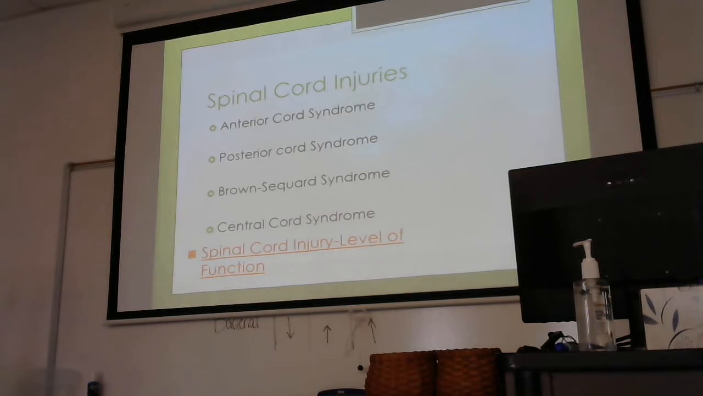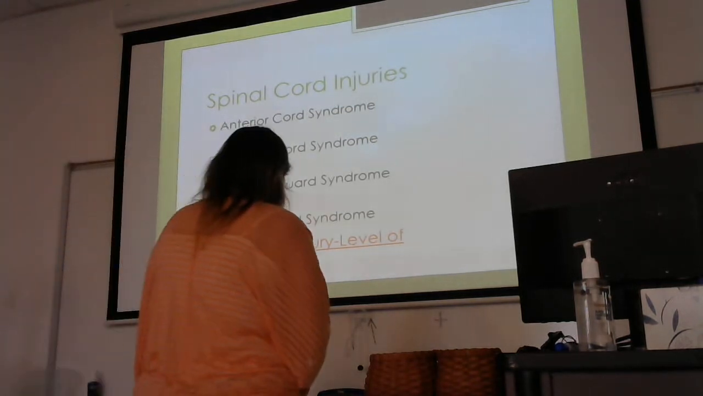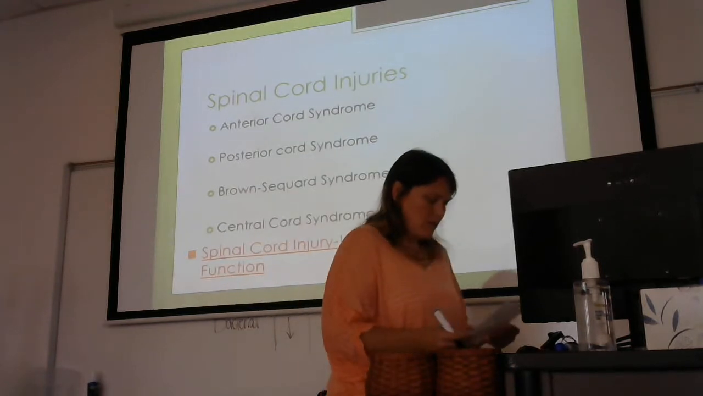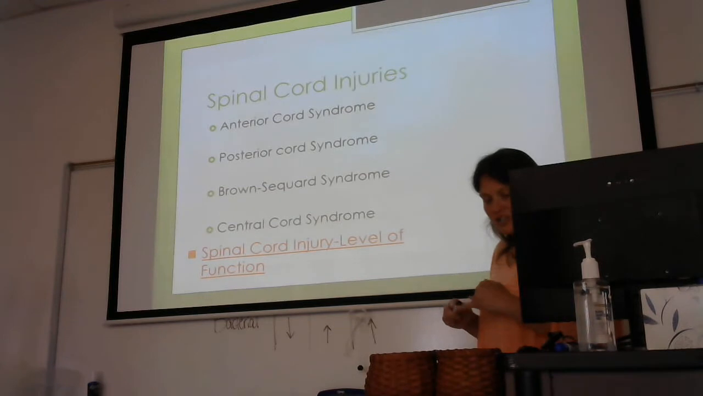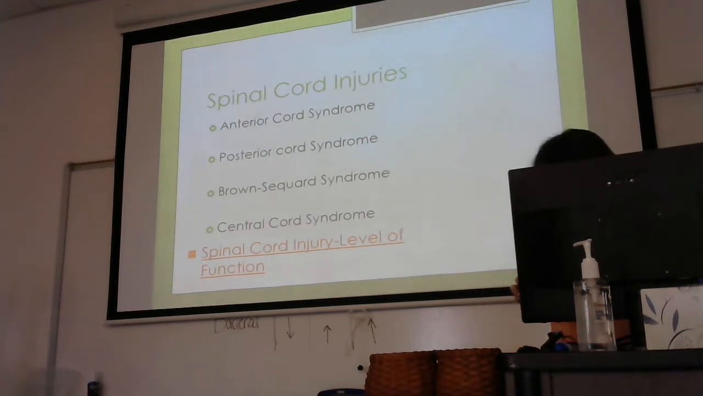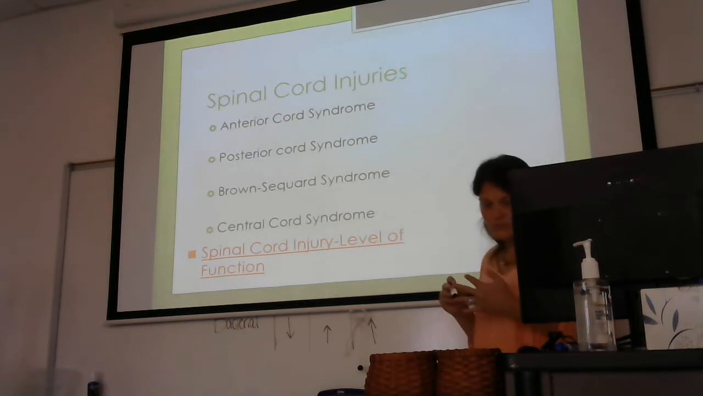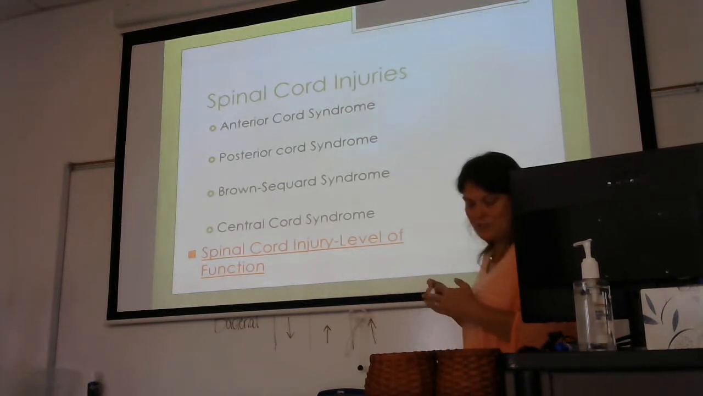Brown-Séquard is left and right. So on the side of the injury, the patient with a Brown-Séquard injury loses their muscle movement. On the side of the injury, they lose movement, pain, and temperature.